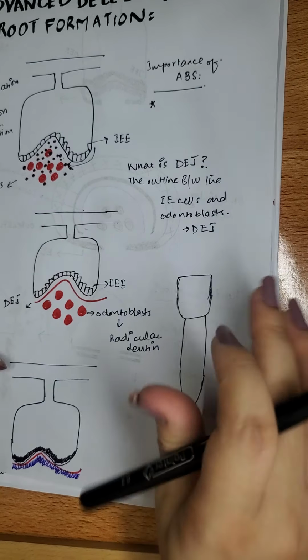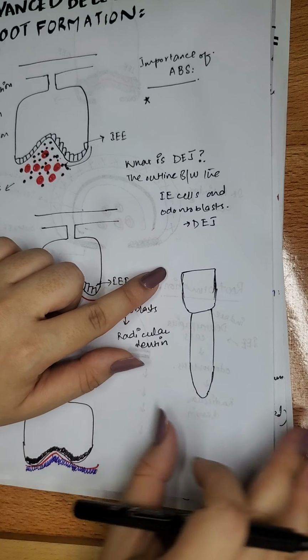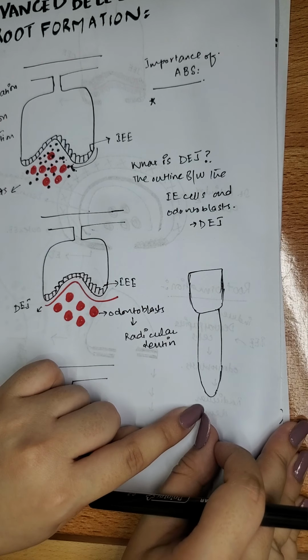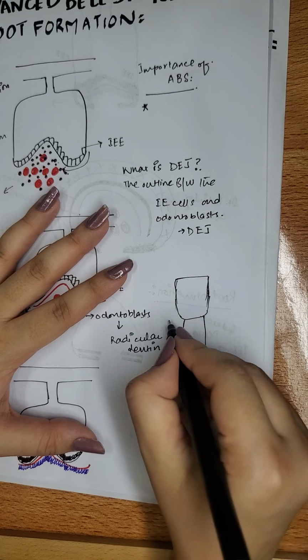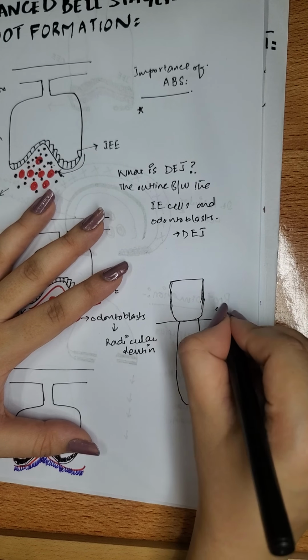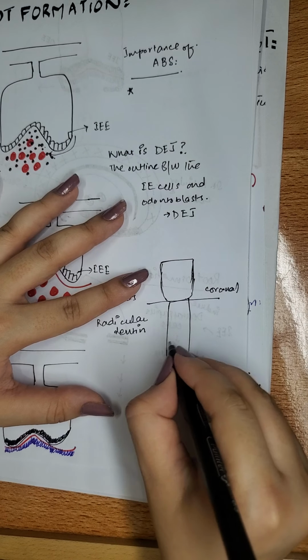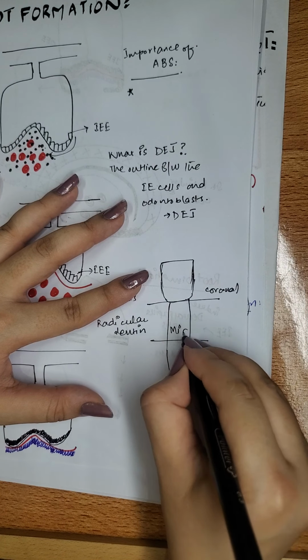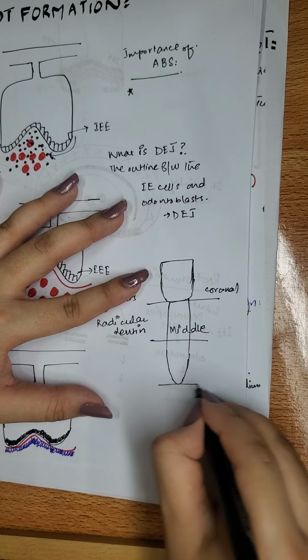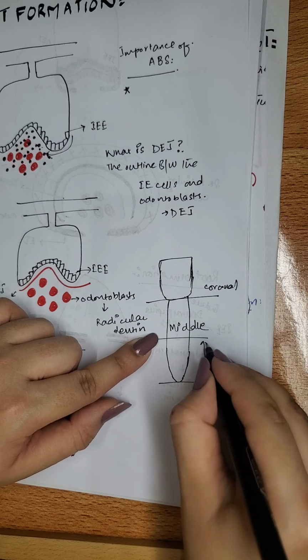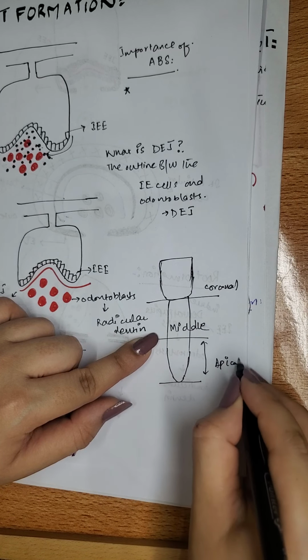So this is the structure of our tooth, and this is the root of the tooth. We have divided this whole thing into three parts. The upper one is the coronal portion, or the crown. This is the middle portion, and from this to this is the apical portion.